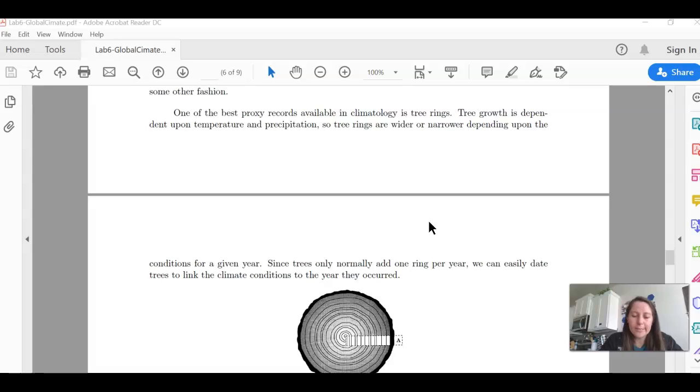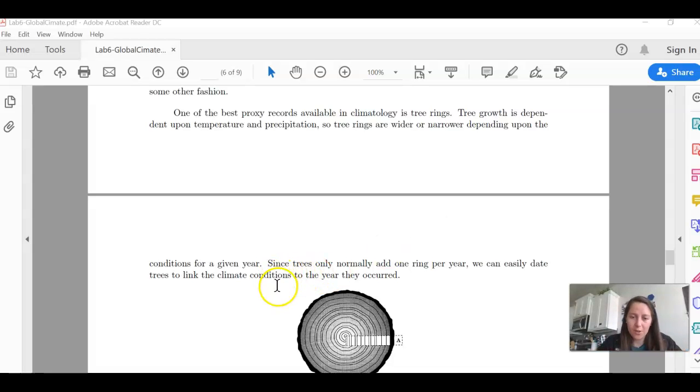So perhaps if that specific type of tree needs a lot of water and a lot of heat, because it's in the tropics, let's assume, then the fact that it's wide means that that year got a lot of water and a lot of heat. If, on the other hand, it's very, very thin, it's possible that that was a dry and a cold year. Okay, so it's proxy data. It doesn't tell us exactly how much it was, but it gives us an idea of overall what the environment was like at that point.